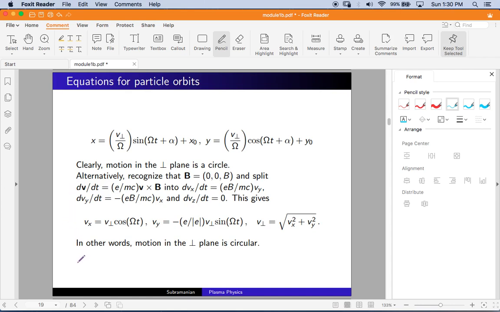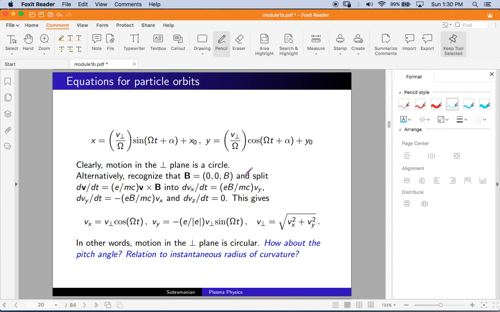I'll leave you to read this. It's just you can look at it this way, or you can look at it this way. The x naughts and y naughts are simply constants of integration. Okay, either way, the takeaway is just this. The motion in the perpendicular plane is circular. You already knew this. So this is just reinforcing what you knew in maybe slightly different notation, but that by itself is nothing. You just need to get used to it. That's all.